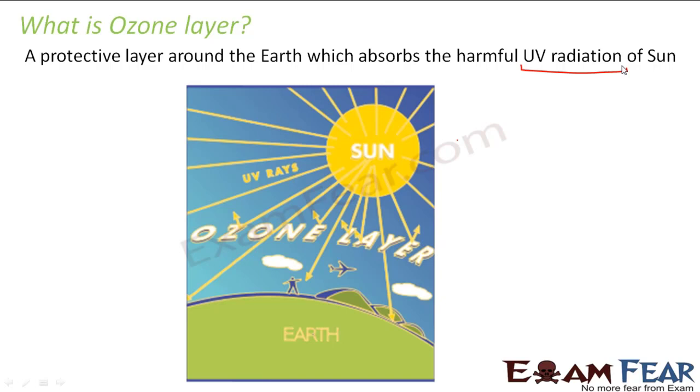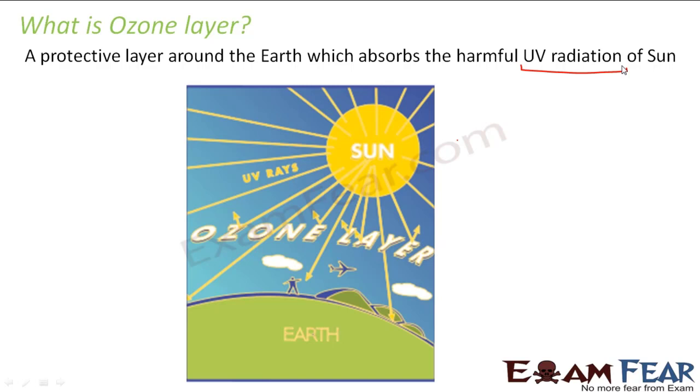Like it can cause skin cancer. If a human being's skin is exposed to ultraviolet radiation for a longer time, there is a probability that it can cause skin cancer and finally kill that person. Right? So ultraviolet radiation has harmful effects for the life existing on the earth.